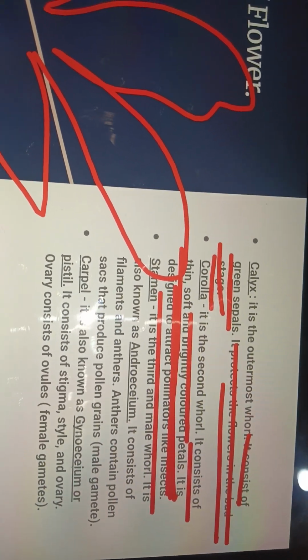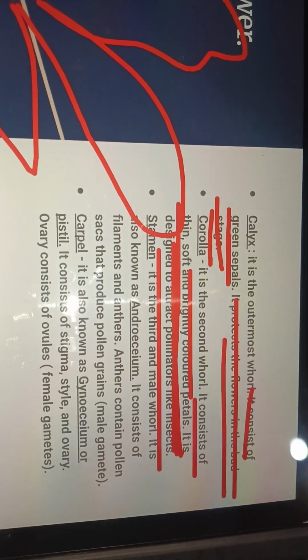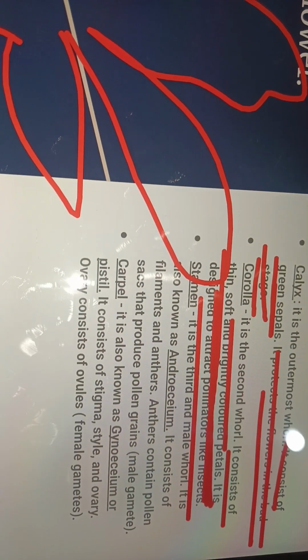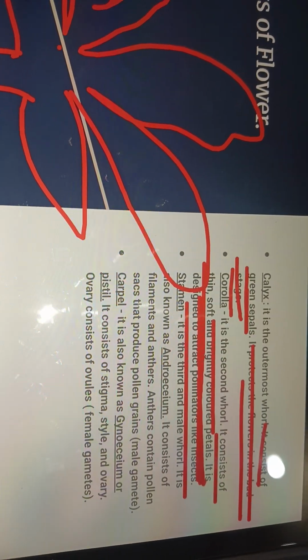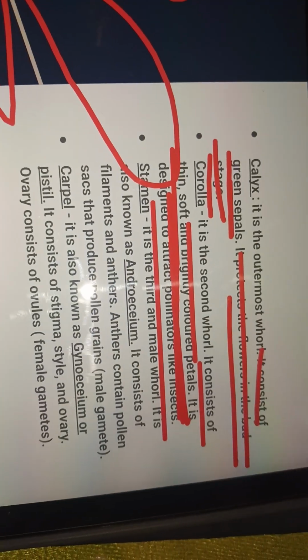See, these are brightly colored, right? They're very colorful, so that insects get attracted by the different colors and come over here. They come near the flower and what happens? The pollen grains stick to their body. Exactly, this is how it is necessary. It consists of thin, soft, and brightly colored petals, designed to attract pollinators like insects.